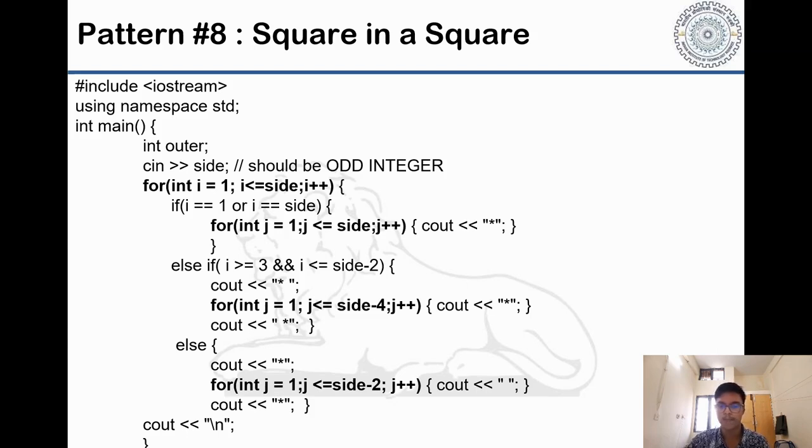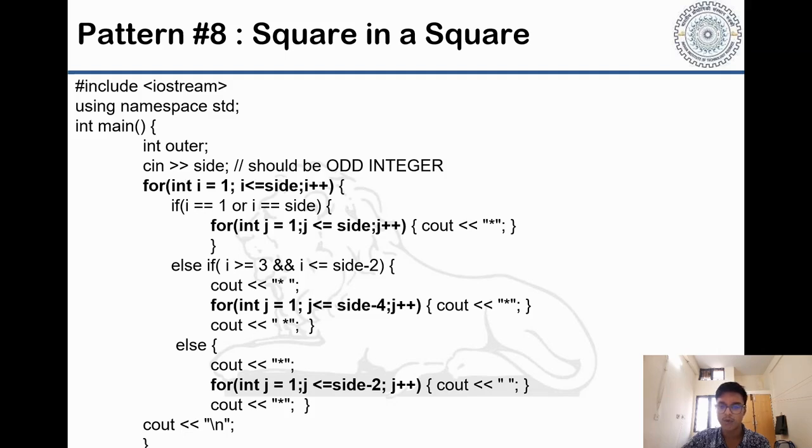Square in a square. In this program, the outer loop prints the number of lines equal to the side of the square. It should be strictly odd because for an even integer we cannot get the desired output. Next, we have an if-else-if clause to print stars according to our pattern.